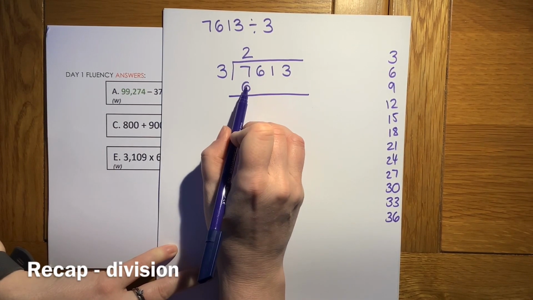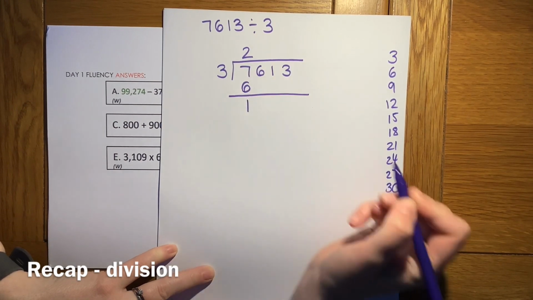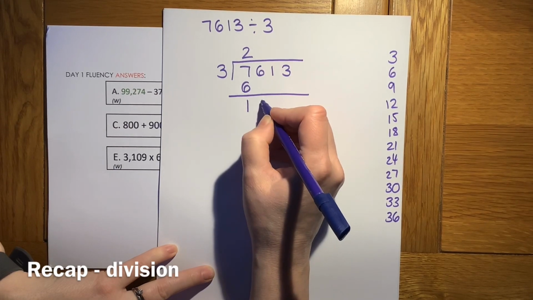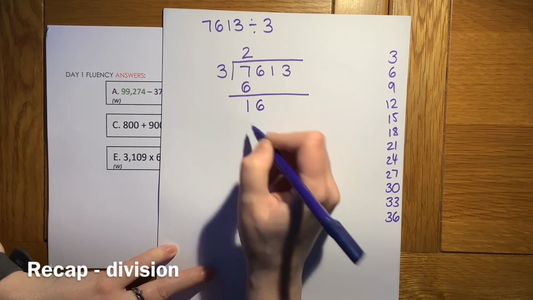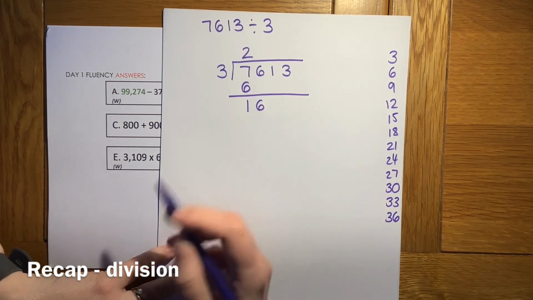I've still got 1,000 left because I have 7,000s. I've used 6,000s. I've got 1,000 left, but I'm going to regroup that into hundreds. So I'm going to bring down my 600s. I've now got 1,600s because 1,000 is 10 hundreds. So I've got 1,600s altogether.